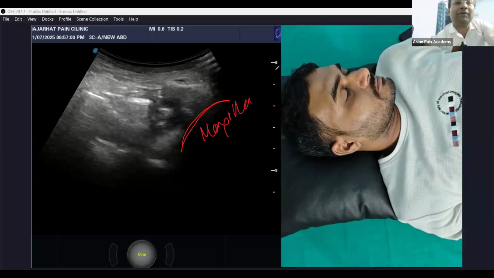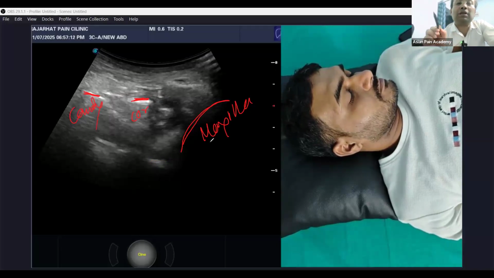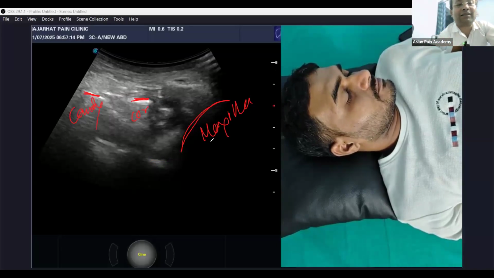This is the maxilla. Okay, this is the coronoid, and this is the condylar. Here the procedure is basically ultrasound assisted. This part is the lateral pterygoid plate. If we see by this side, then also we are seeing this bony area. If we see by this side, then also we are seeing this bony area.